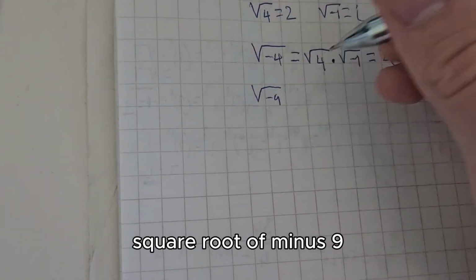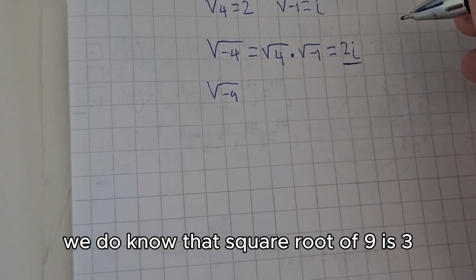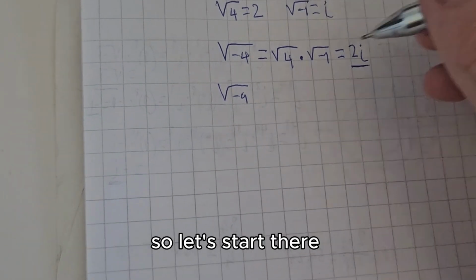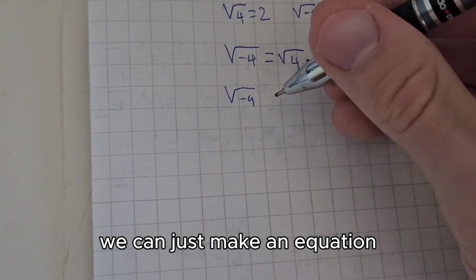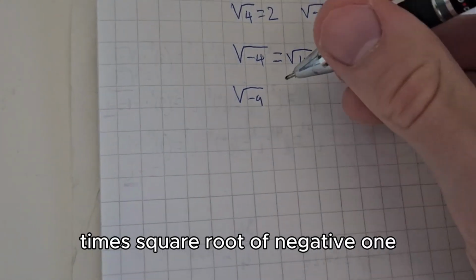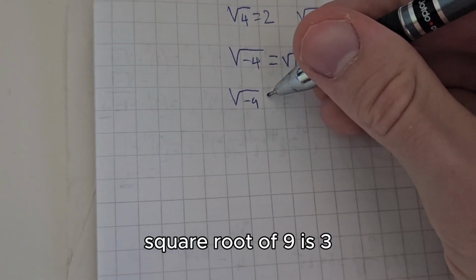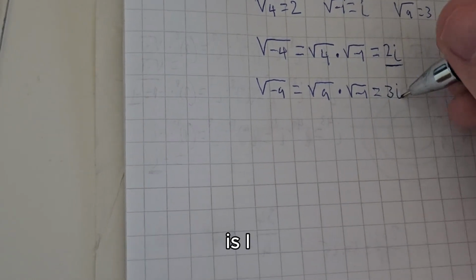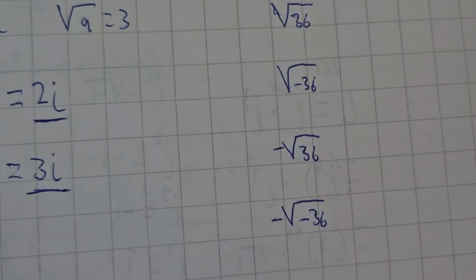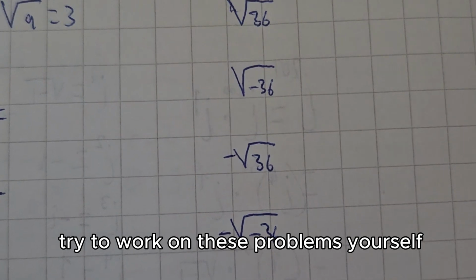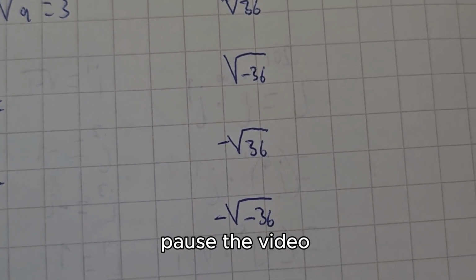Square root of -9. We do know that square root of 9 is 3, so let's start there. Then we can just make an equation of square root of 9 times square root of -1. Square root of 9 is 3 and square root of -1 is i, so our answer is 3i. Now try to work on this problem yourself. Pause the video, try to solve these.